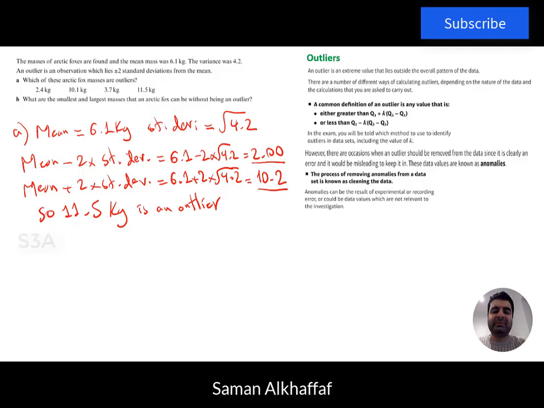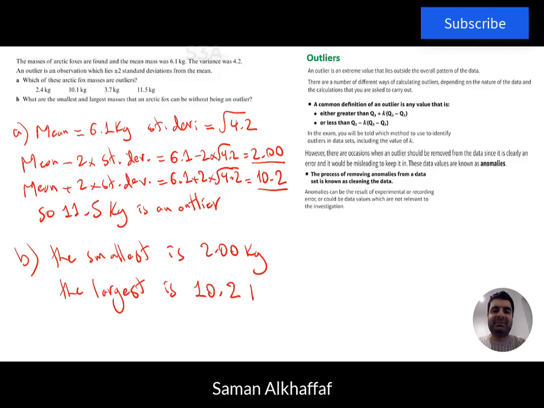For part B, what are the smallest and largest masses that an Arctic fox can be without being an outlier? So based on the data that we have, we can say the lowest or smallest is 2 kilograms, and the largest is 10.2 kilograms, and this will be our answer for this question.